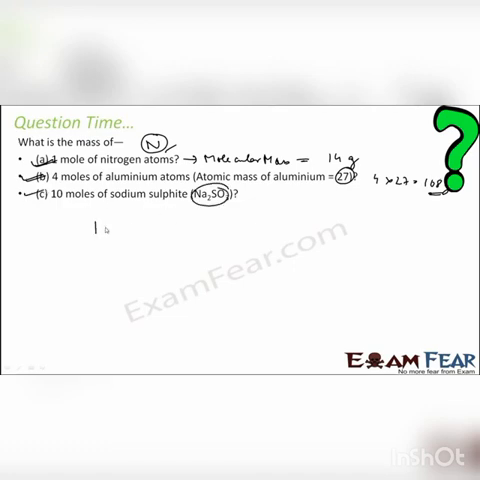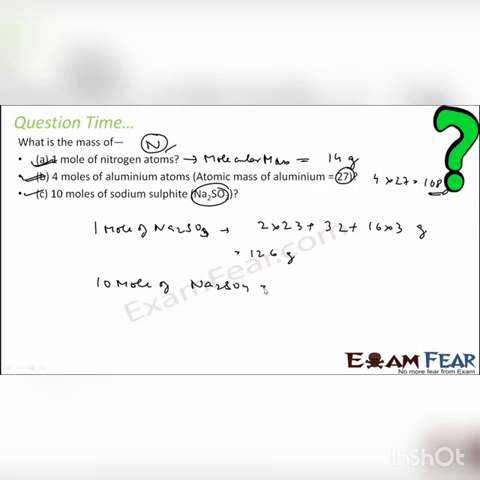Third is 10 mole of sodium sulfite. 1 mole of sodium sulfite will be how much? 2 sodiums, it's 2 into 23. 1 sulfur, sulfur is 32. 3 oxygen, 16 into 3, this many grams, right? That is 126 grams. So 1 mole of Na2SO3 is 126 gram. So 10 moles of Na2SO3 will be 10 into 126 gram, that is 1260 grams.